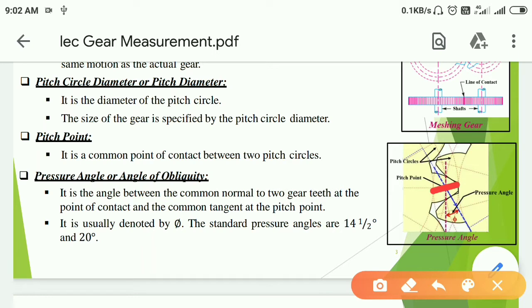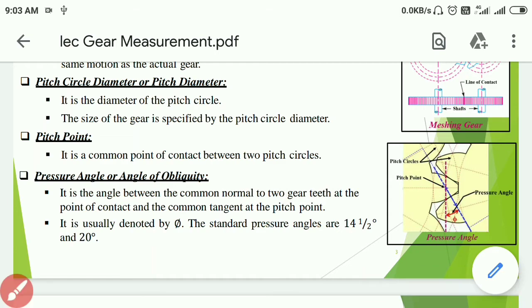Next is pressure angle or angle of obliquity. It is the angle between the common normal to two teeth at the point of contact and the common tangent at the pitch point as shown in figure. It is usually denoted by phi. The standard pressure angles are 14.5 degree and 20 degree.